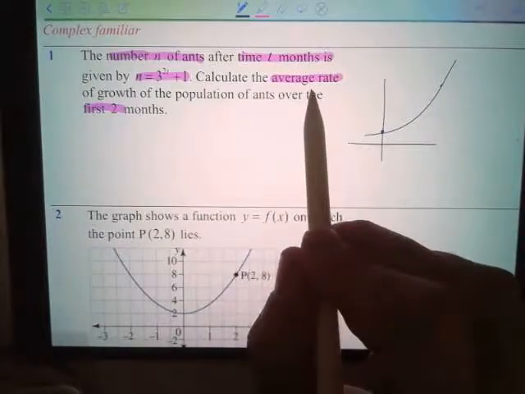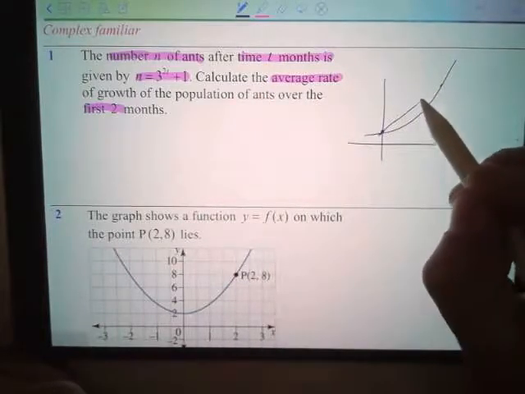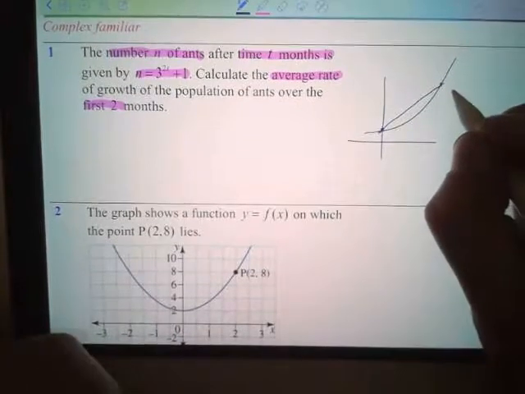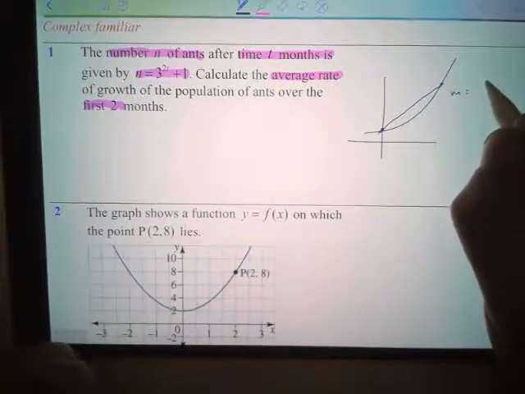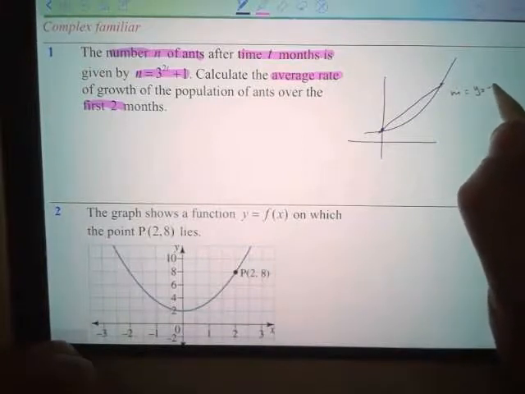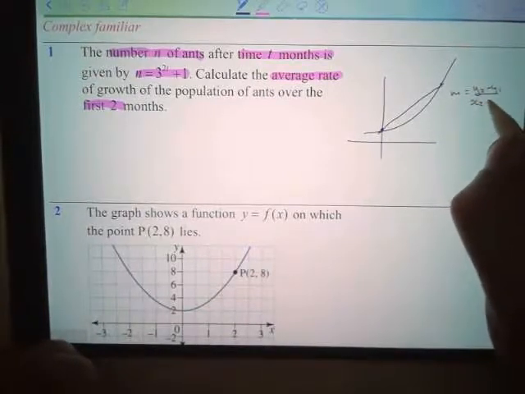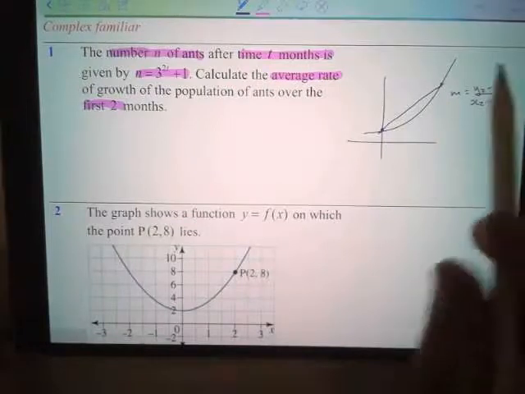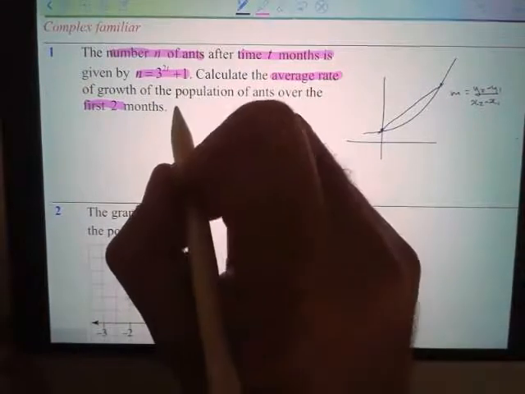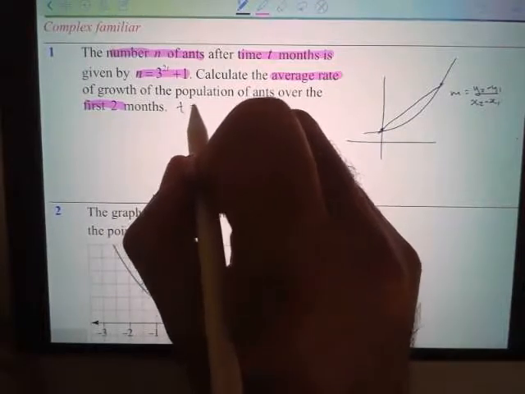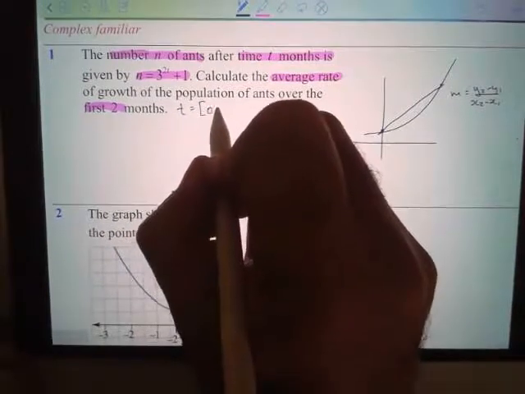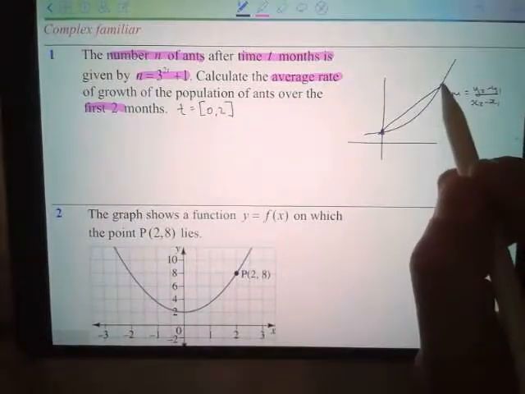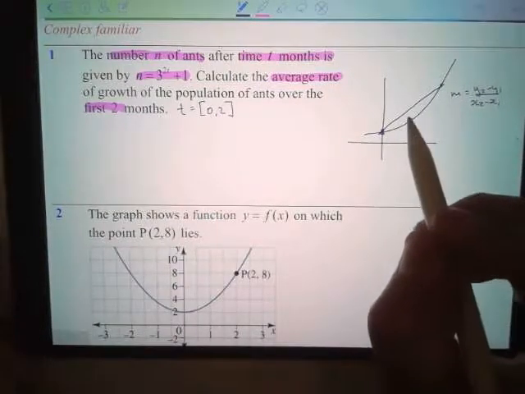If I'm looking for the average rate, it means it's a straight line, it's the gradient between the 2 points. And the gradient between 2 points equals y2 minus y1 over x2 minus x1, the rise over the run. So I need to know what is happening when t is 0 and when t equals 2, because that is where x is 0 and where x is 2. So what is y when x is that?